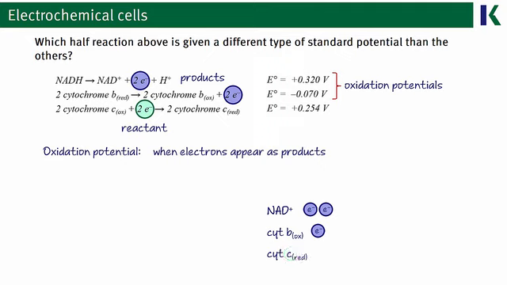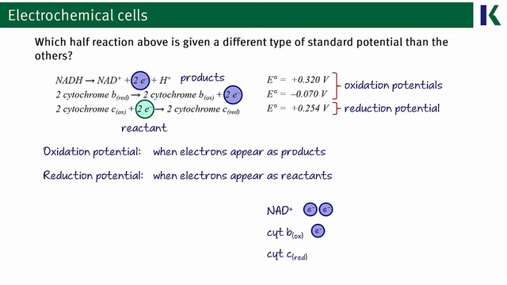What type of potential is plus 0.254 volts describing? It's describing the potential that cytochrome C has to be reduced, and therefore is the reduction potential. So you know that you have a reduction potential when the electrons appear on the reactant side of a half reaction. So that's it. You have only two potentials possible. You can either be given a compound's oxidation potential or reduction potential.